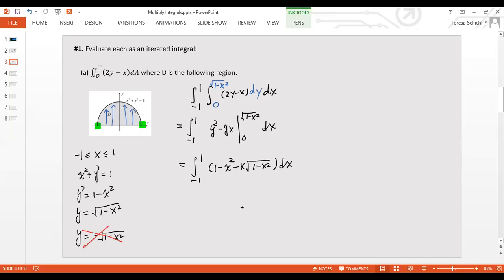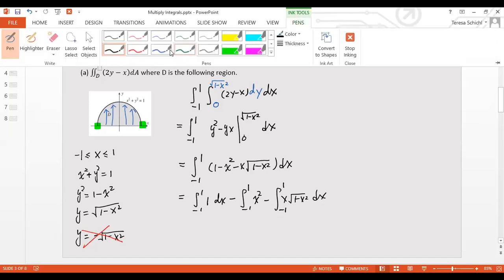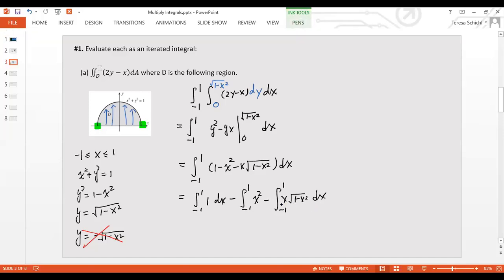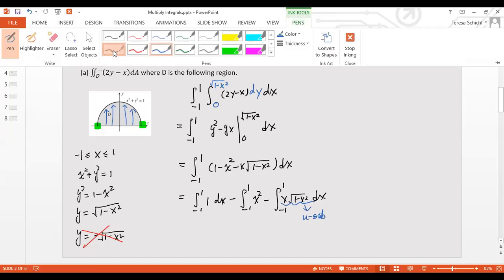So now you can separate this into 3 parts. This is from -1 to 1, this is x squared, and then this is minus x square root of 1 minus x squared dx. In here, the purpose is not to teach you how to do the integrations, okay? But to integrate this one, you can use u substitution. All the other integrations are pretty simple.